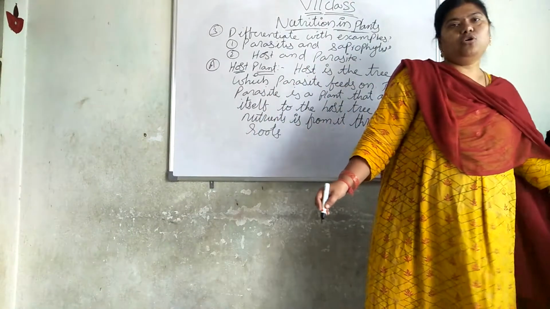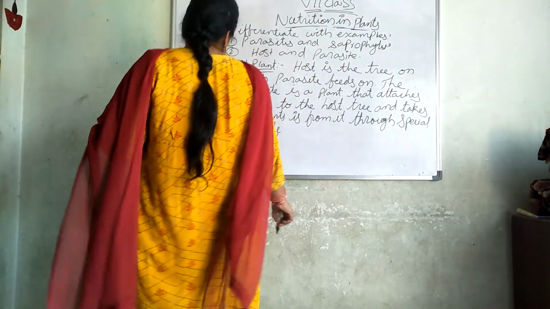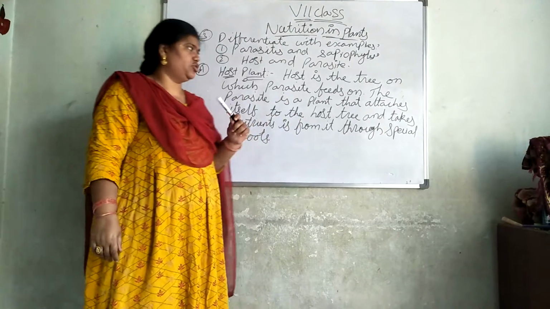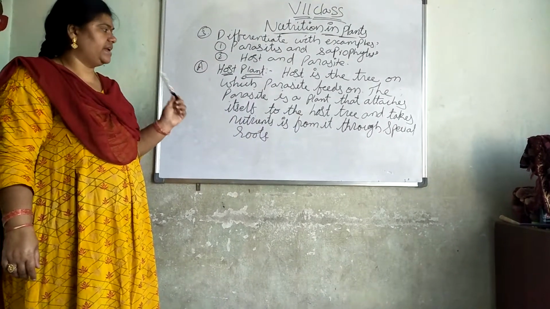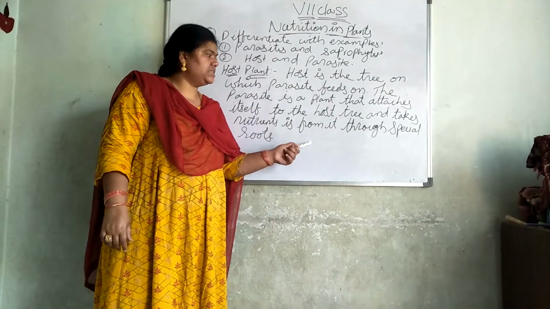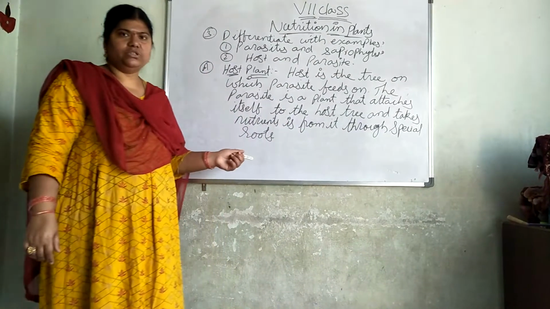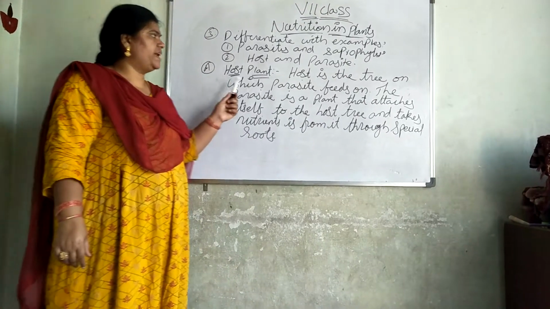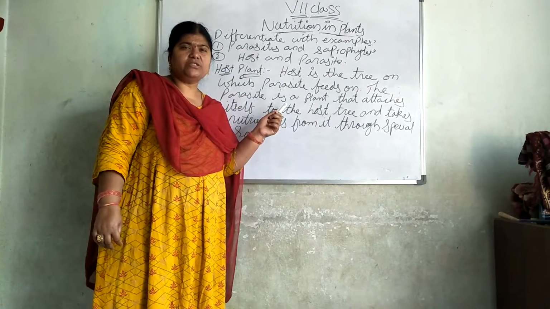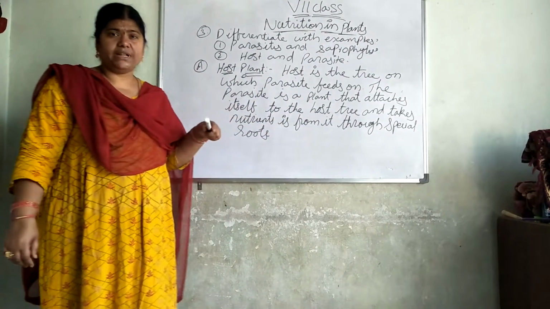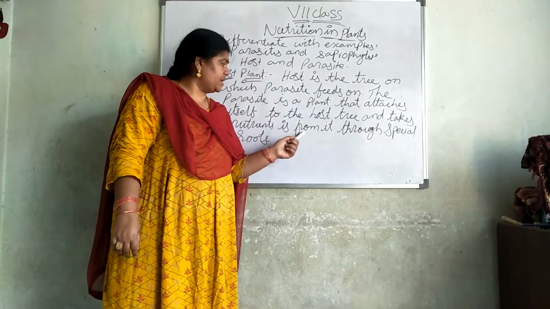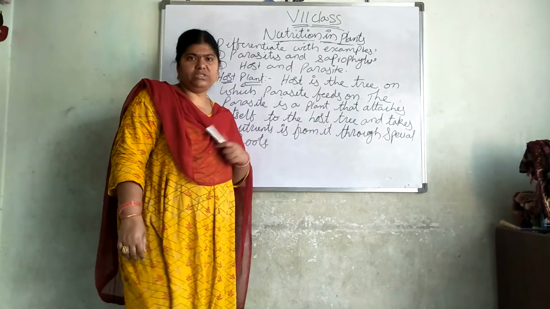So coming to the host plant, a host is a tree on which a parasite feeds. The parasite is a plant that attaches itself to the host tree, and they take nutrients from it through special roots. Got the point here? So the host plant is a tree on which parasitic plants feed. These parasitic plants are yellow thread-like structures. They cannot prepare their own food by themselves. They will depend on this host tree and take nutrients from it through the special roots.